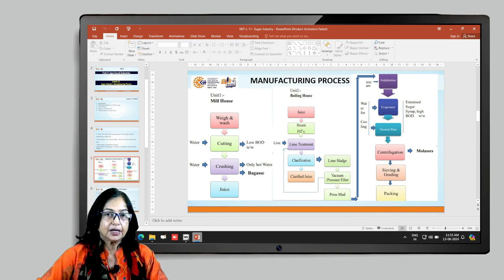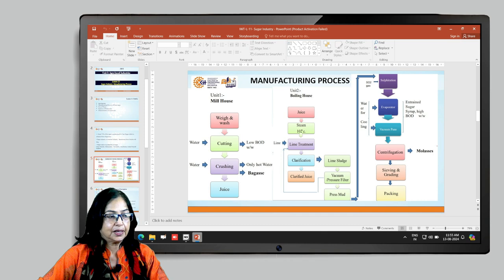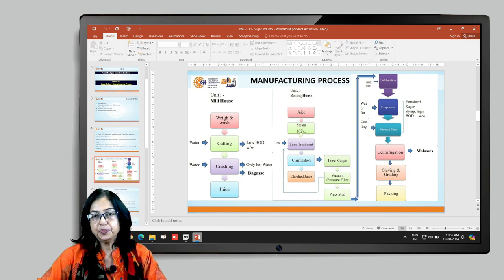Further, it is then treated after heating it to 102 degrees Celsius. It is treated first with lime, and the purpose is purification of the juice. So, lime is added and then it is allowed to settle in a clarifier. The supernatant from the clarifier, which is clear juice, is taken, whereas the sludge residue settles at the bottom. It is known as lime sludge, and this lime sludge is taken for vacuum filtration. The solid residue is known as press mud, whereas the filtrate or the juice from the press filter is again sent back for the purification process.